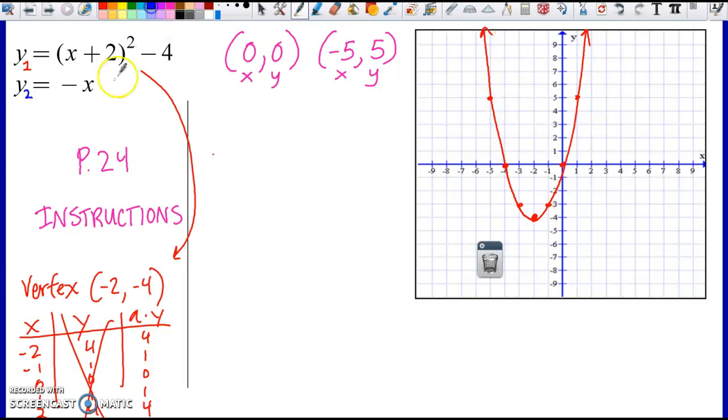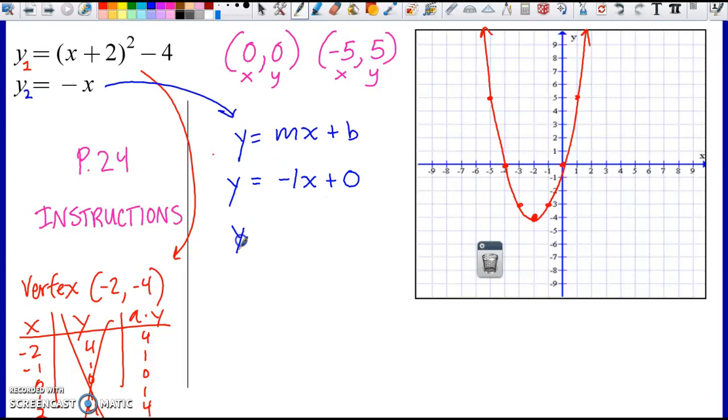And again, to graph the line that's blue, I have y equals mx plus b, where m is the slope and b is the y-intercept. I have -1x plus 0. So my y-intercept is 0, 0. My slope is -1, which means for every 1 I go over, I go down 1. So start at 0, 0. That's my y-intercept. 1 over, 1 down. If I go backwards, 1 over, 1 up.